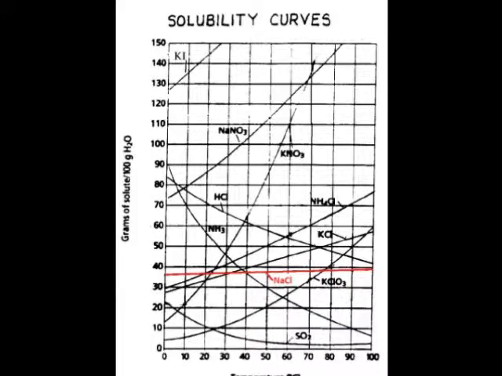Solubility curves are made up of the mass of solute that will dissolve in 100 grams of water. You take the data, the solubility of a substance, and put it on a graph. If the plot is on the line, then it's saturated. If the plot is below the line, then it's unsaturated. If the plot is above the line, then it's supersaturated.